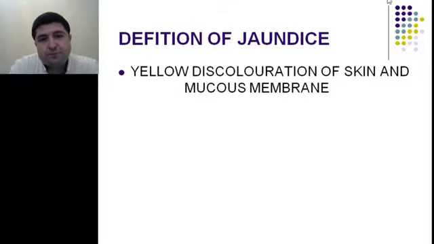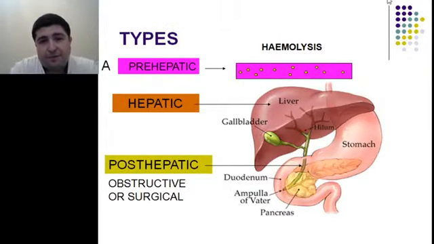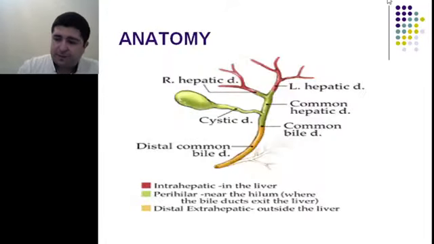What's the definition of jaundice? It's yellow discoloration of the skin and mucous membranes. The types, as I told, are prehepatic, hepatic, and posthepatic. On this picture, you can see the anatomy of the hepatobiliary system: the liver, gallbladder, duodenum, ampulla of Vater, pancreas, and stomach, and the localization of these organs.